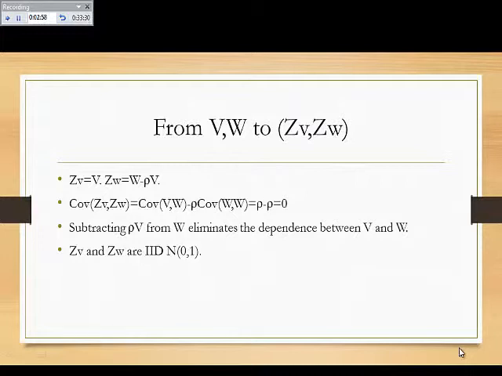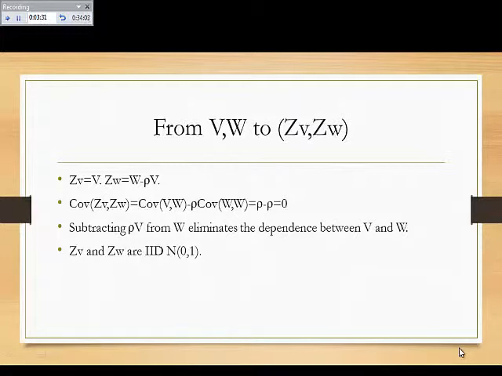Oops, I made a mistake here. I think you have to have ZW equal to the square root of 1 minus rho squared times W minus rho V, and then you get normal 0, 1. Otherwise, the variance of ZW, as I have written, will be 1 plus rho squared, which is not going to be standard normal. So I made a mistake here.